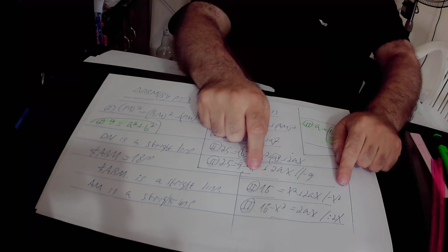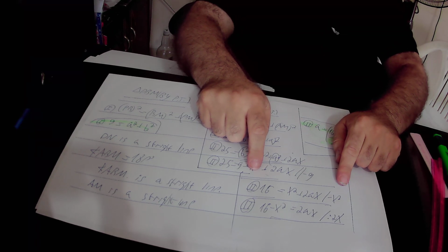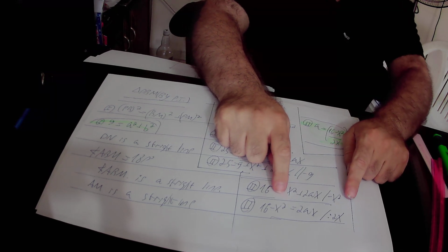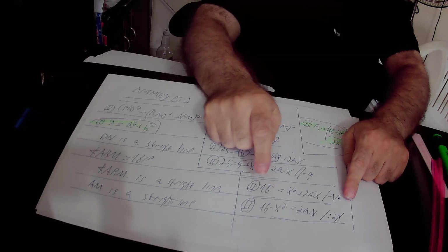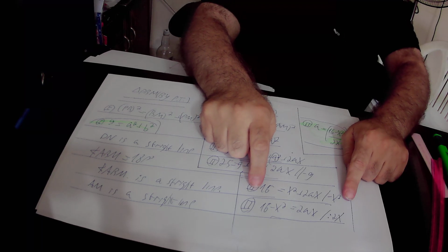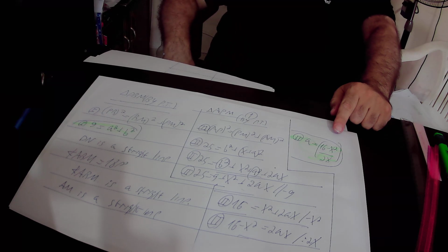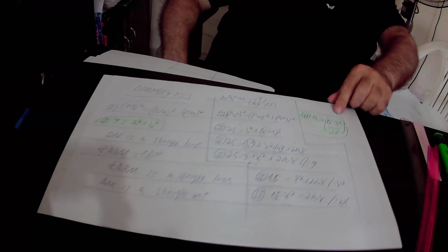Here we subtracted x squared from this equation number 2, and found out that 16 minus x squared equals 2ax. Here we divided this equation number 2 by 2x, and found out that according to equation number 2, a equals 16 minus x squared over 2x. So we have here the value of a in terms of x.